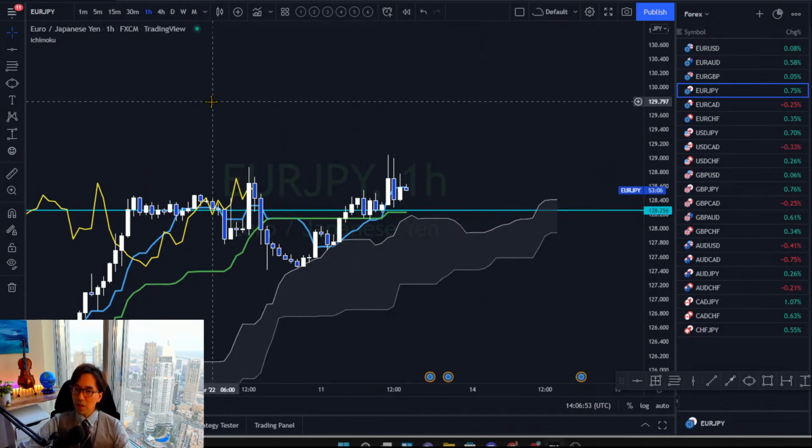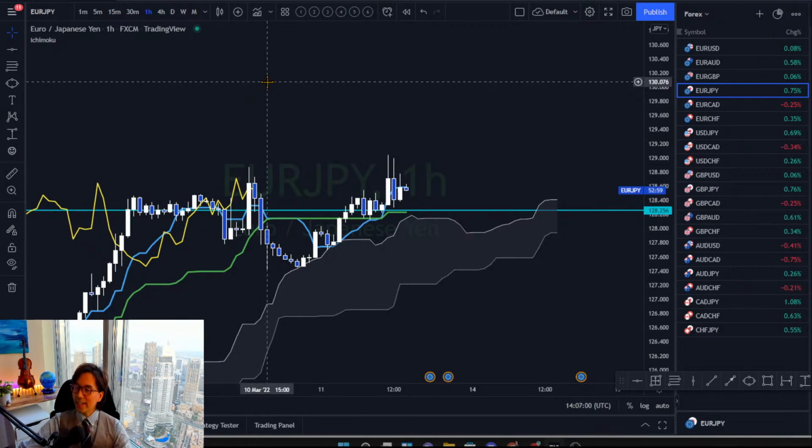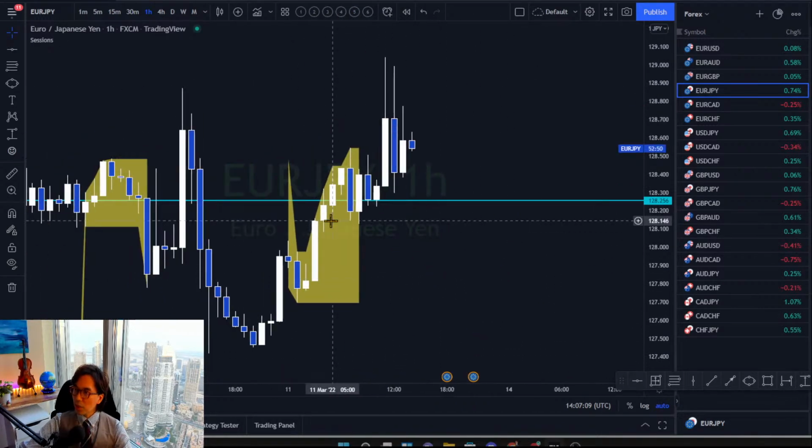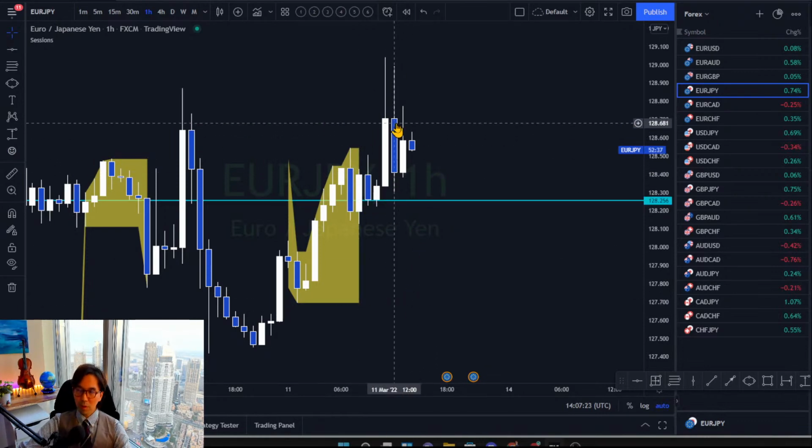So in terms of the Tokyo box, because I haven't talked about the Tokyo box recently, I also decided to talk about that topic. So here is my Tokyo box. In the Tokyo box, Tokyo session high was 128.55, and Tokyo session support was 127.69. So the market once broke the Tokyo box bullish, but now it's ranging.